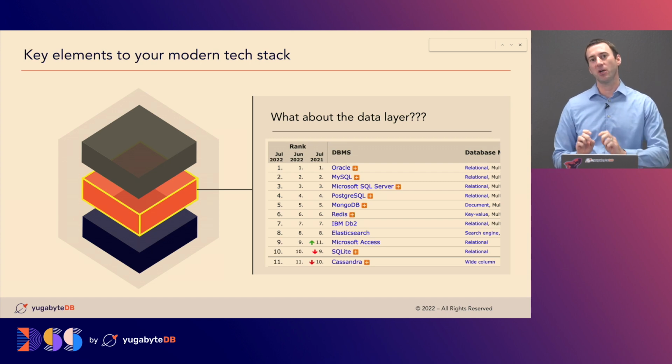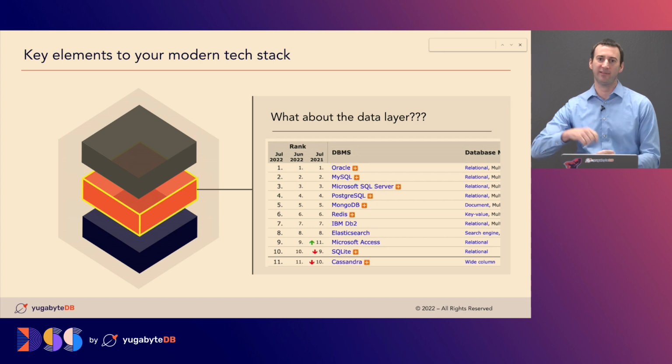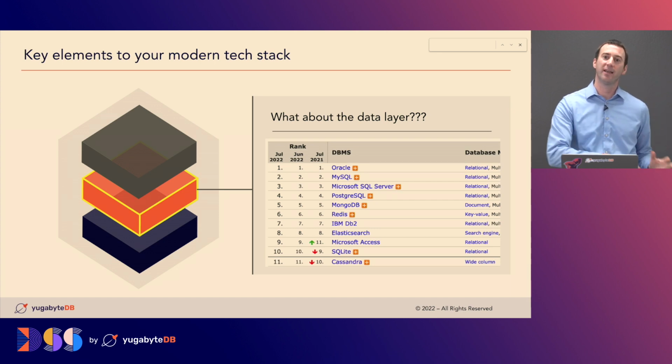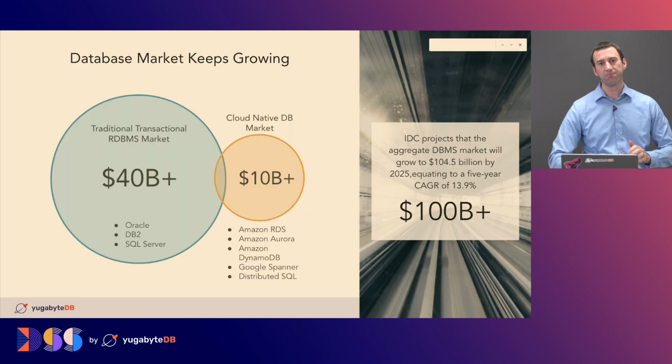But I think the key thing to note here is these are technologies that were created, architected, before these notions of app modernization and cloud were even scratches on a napkin. They were designed in a different world. As we rapidly shift to this cloud-native world, it's time we rethink this middle layer.